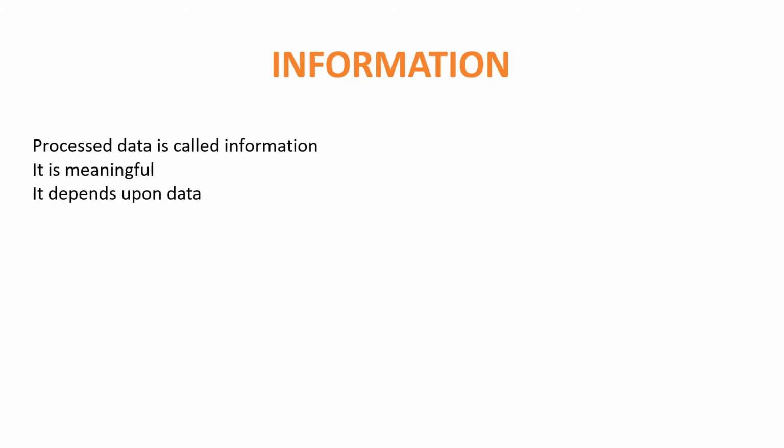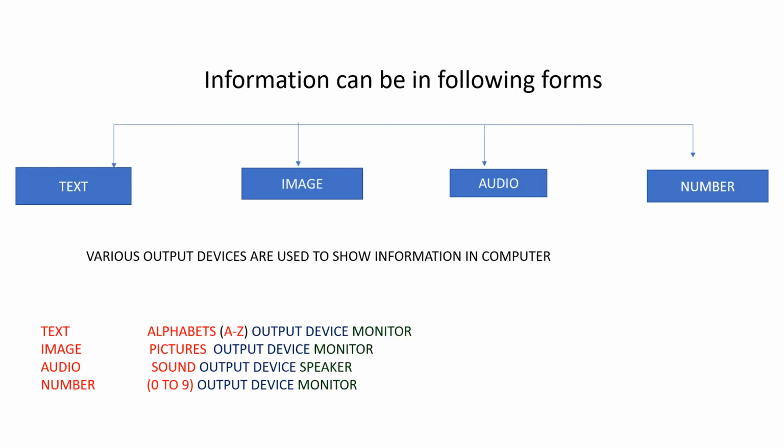Information. Now what is information? The processed data is called information. It is meaningful and it depends upon the data. Information can be in the following forms. It can be text, it can be image, it can be audio, or it can be number.